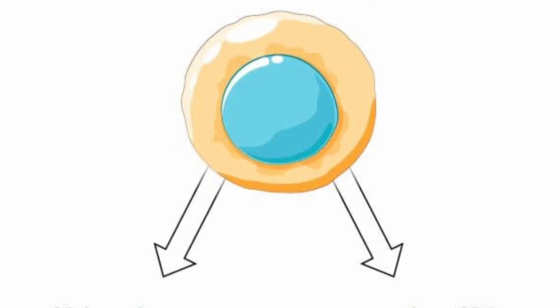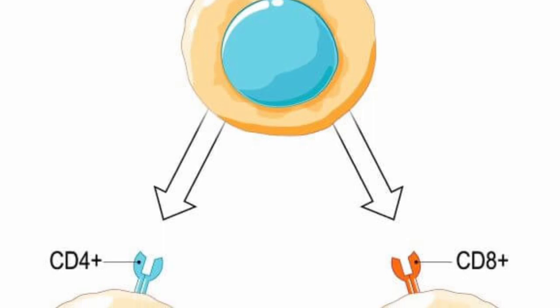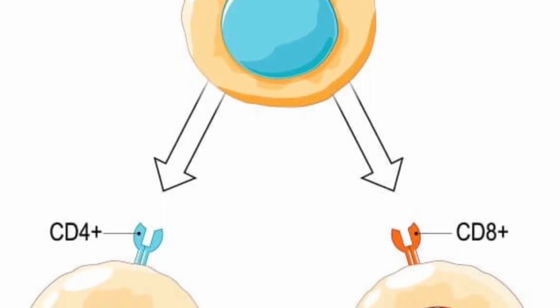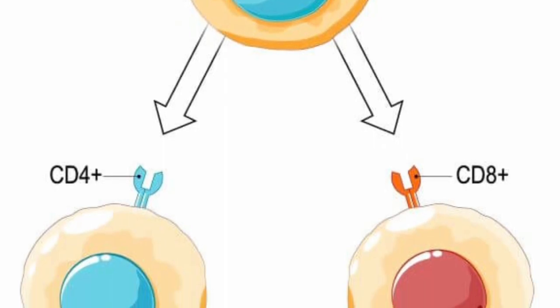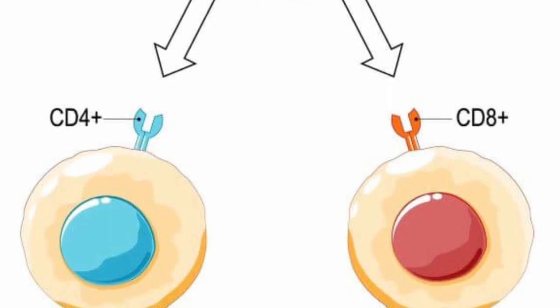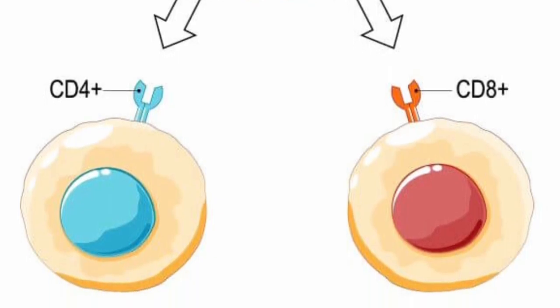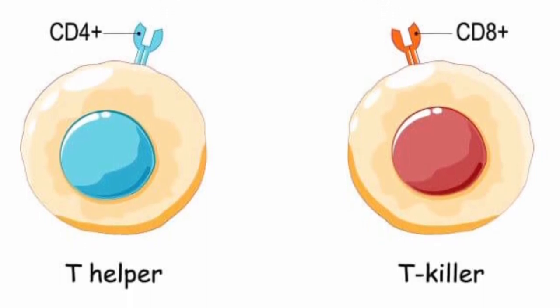These are known as CD4+ T cells, also known as helper T cells, and CD8+ T cells, also known as cytotoxic T cells. Helper T cells assist in the immune response by activating other immune cells, while cytotoxic T cells directly kill infected or abnormal cells.